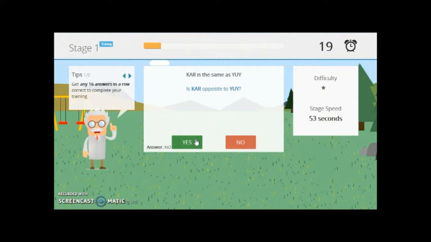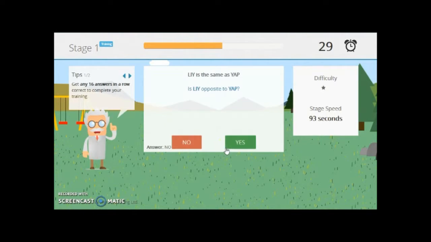So not only are the students expected to look at this and establish a relationship, KAR is the same as YUY. Are they opposites? The answer is no. You click on no, and then it will switch. It may switch or it may stay the same. It also shows a progression bar here, showing how many questions I answer correct or not. If I answer wrong, I go back to the beginning and have to again answer 16 correct. As I work my way through, being aware of the relationships and the frames as well as my environment, it gets more and more complex as you progress.